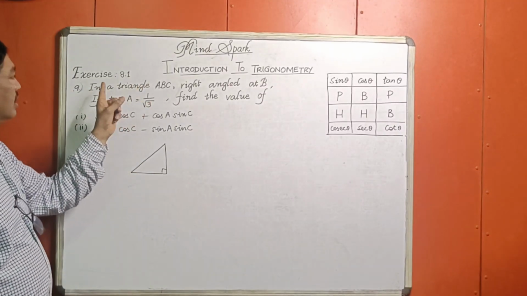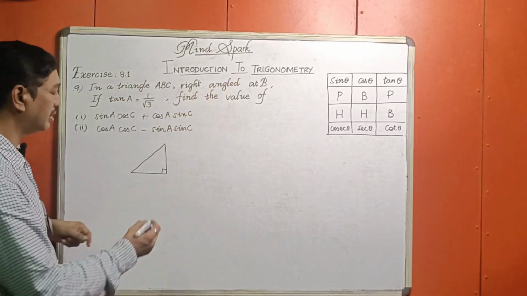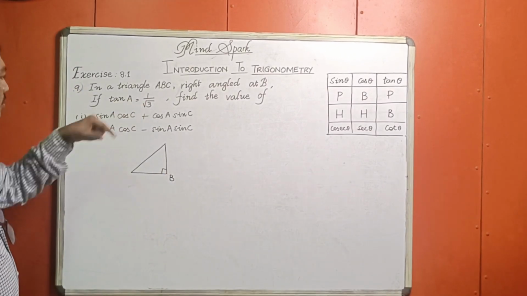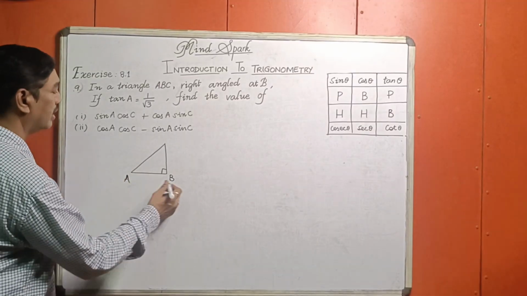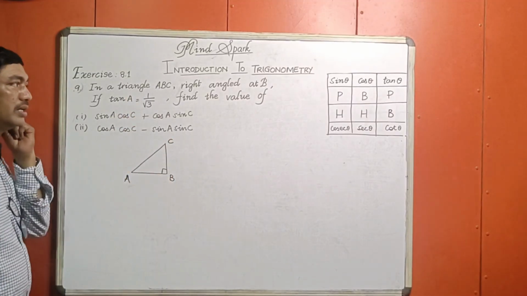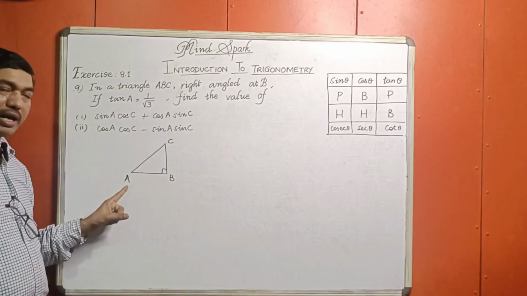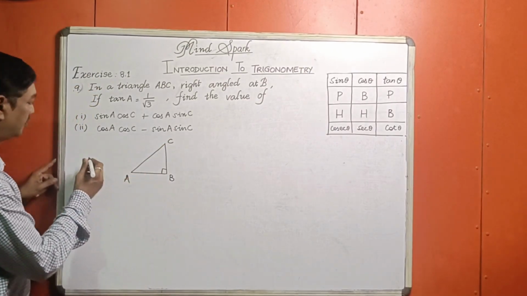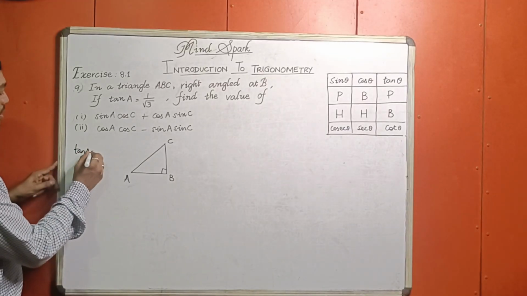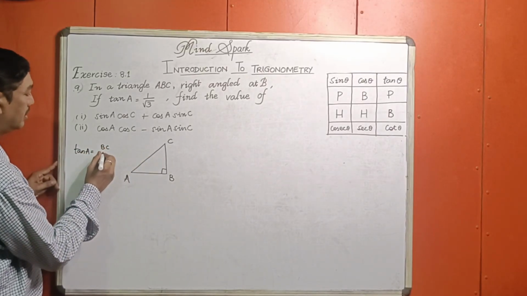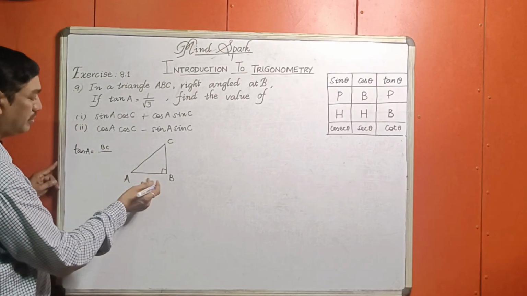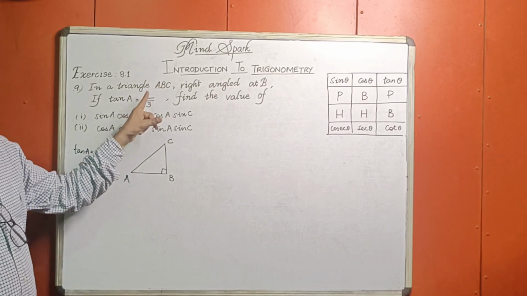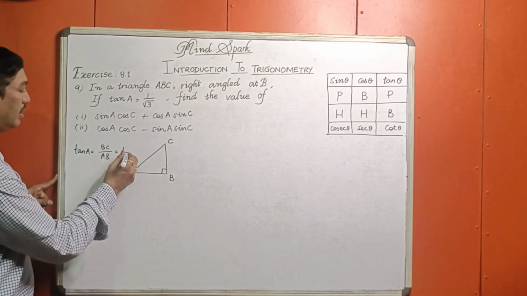So in a triangle ABC, right angle at B, here compulsorily you have to put B. Then tan A is equal to 1 by root 3. So you can go for A, B, C. And what is tan A? If you take this angle, the opposite side is BC. So tan A is equal to BC, the opposite side, divided by the adjacent side, AB, right? That you can compare with 1 by root 3.